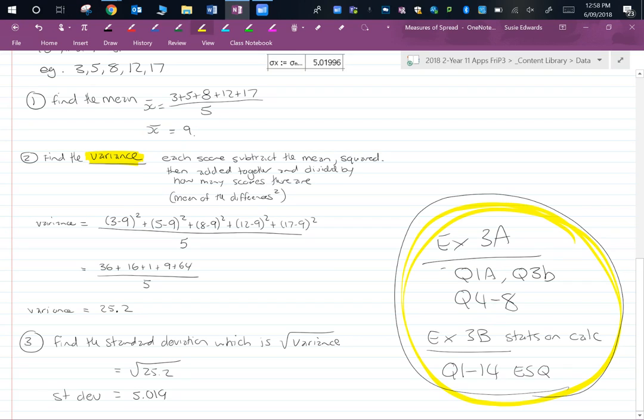3A, you should be able to get done, I reckon, in the next 10 minutes easy. If you're working. So you could do the square root of this. Just trying to show the process.